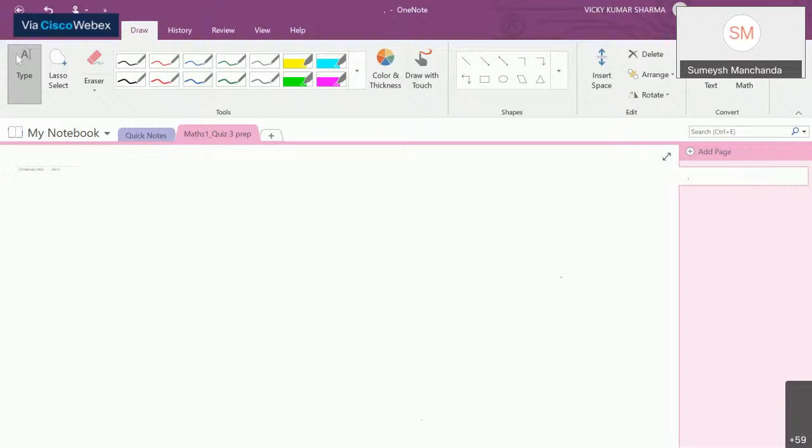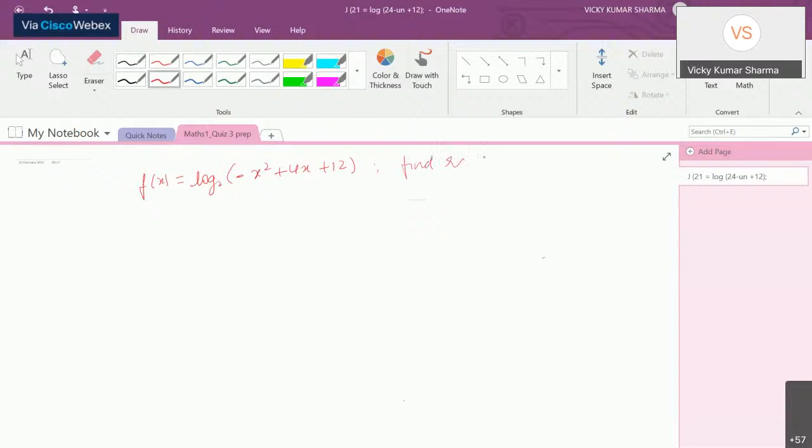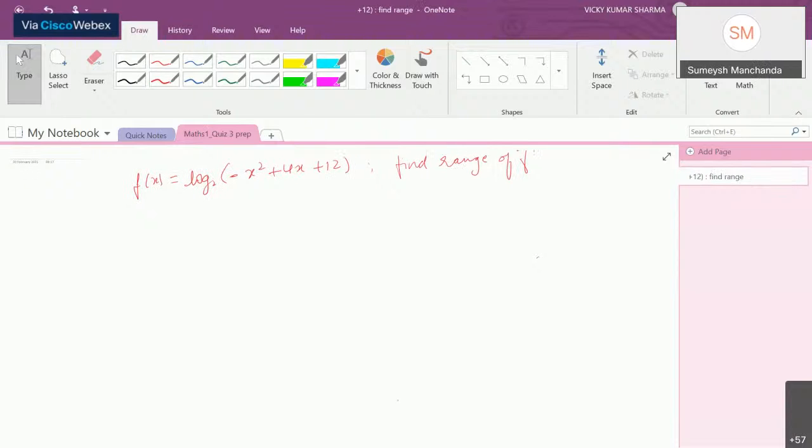Basically here we are given, I'll write down the function so that everybody will have access. f of x is equal to log 2 of minus x square plus 4x plus 12, right? And then we have to find the range of it, correct? Who asked me this question? Sumesh. Yes, so this is the question you're looking for.